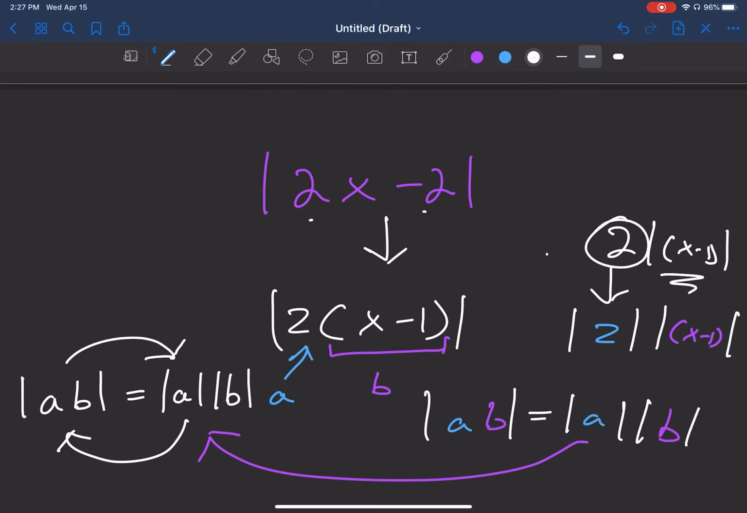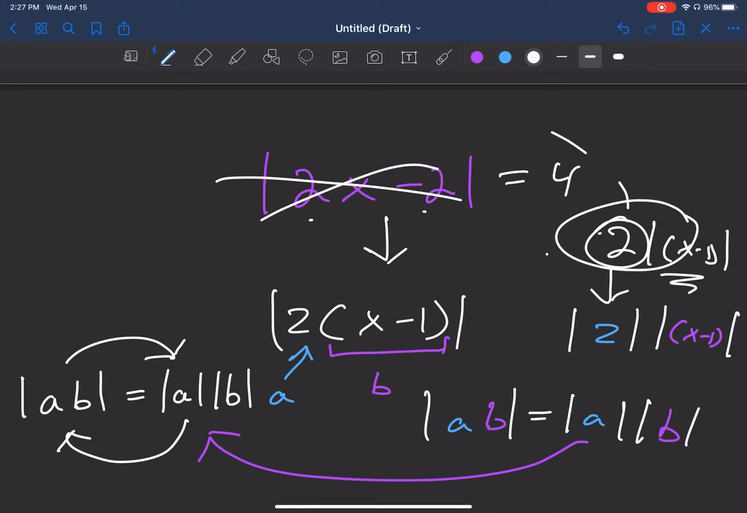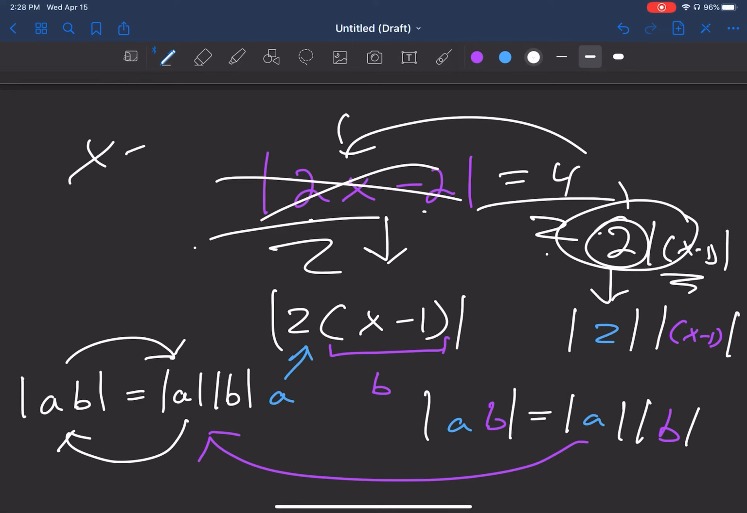But the crucial part is that we can take this number out and divide. So if I had set this equal to like 4, I can now pull this over here and divide both sides by 2 and get the absolute value of x minus 1 equals, what was it, 2. So remember, you can factor this stuff out with the absolute value.